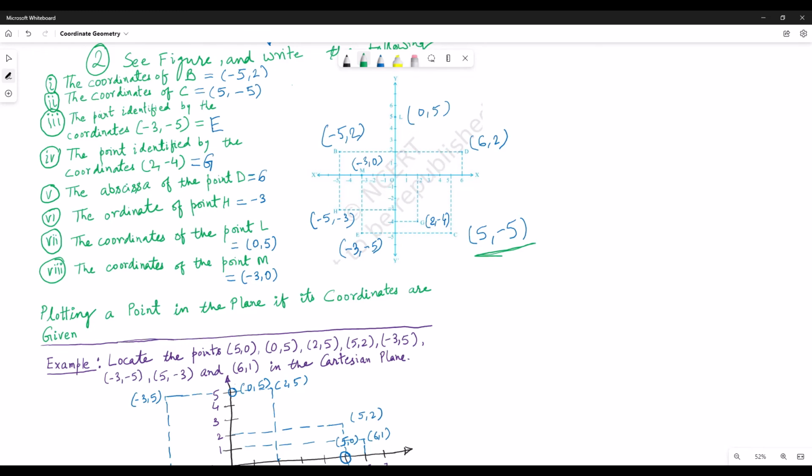The point identified by the coordinates 2, -4. So first you see where this will be located. 2 and -4. X is positive, y is negative. So this will be the fourth quadrant. Right? So 2 in the x direction and -4 in the y direction.